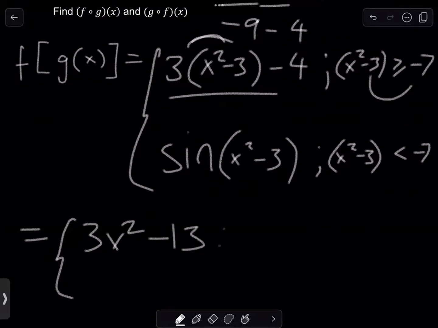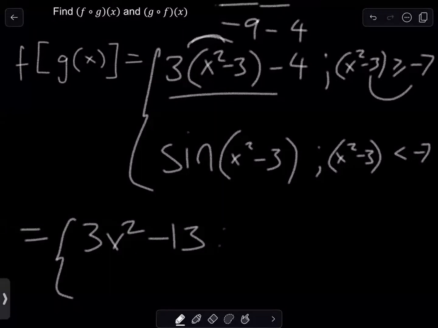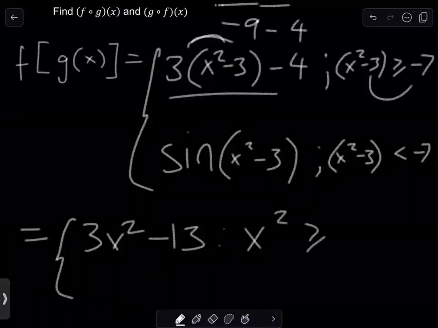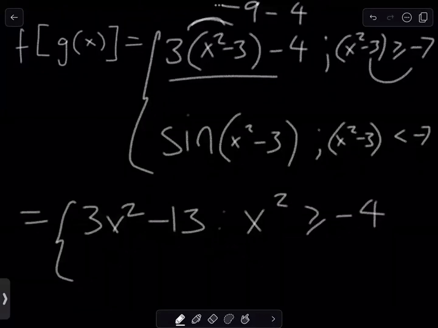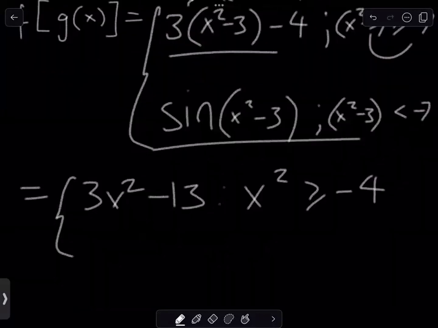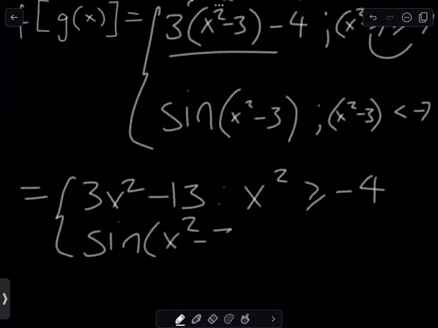And then we need to take the minus 3 over on the other side. We are going to have x squared is greater than or equal to minus 4. And then we need to simplify the second part. We will have sine of x squared minus 3. We can't really simplify that any further. Okay, and then we need to simplify that. We will have x squared less than minus 4.